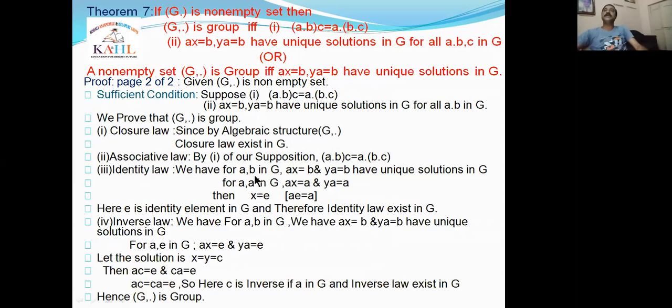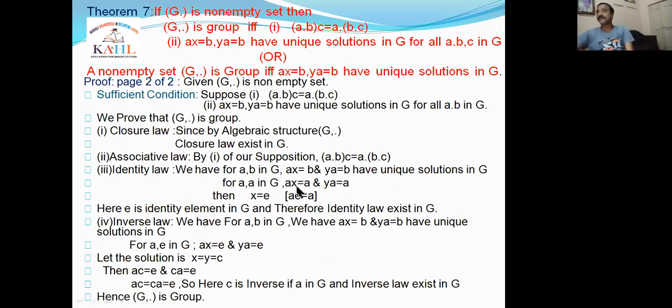For a, b in G, ax = b and ya = b have unique solutions in G. This is the second bit in our supposition. I am using this second bit. Now I am taking a, a in G. I am writing a instead of b in these equations. Then what happens? ax = b, b replaces a, and ya = a have unique solutions. ax is equal to a, ya is equal to a. That means ax is equal to ya. Is it right?